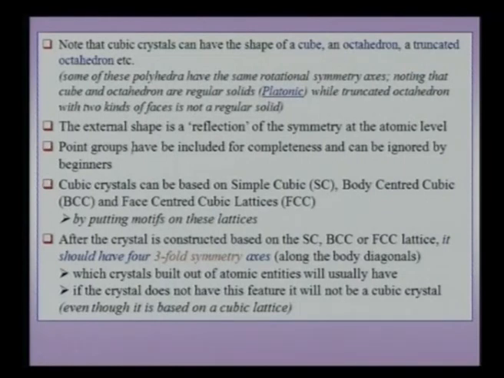If you find it uncomfortable to work with point groups, please ignore them at this stage, but remember that point group symmetry is nothing but a combination of some of the symmetry elements. Cubic crystals can be based on the simple cubic, body centered cubic or the face centered cubic lattices by putting motifs on these lattices. After the crystal is constructed based on these lattices, it should still have a three-fold symmetry if it has to come under the cubic class, which usually crystals made of single atomic entities have. We have also seen that if a crystal does not have this feature, it is not logical to classify it under the cubic class.